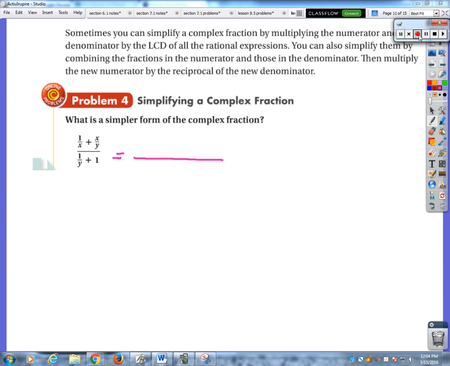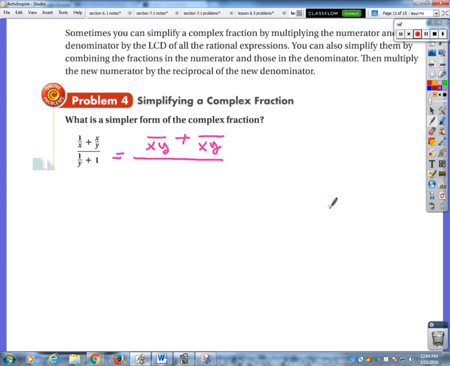Okay, so if I have 1 over x plus x over y, what is my common denominator going to be? What does this have right here? Right, I need an x and I need a y. This has an x and this has a y. So to make a match, I need an x and a y in both of them, okay?